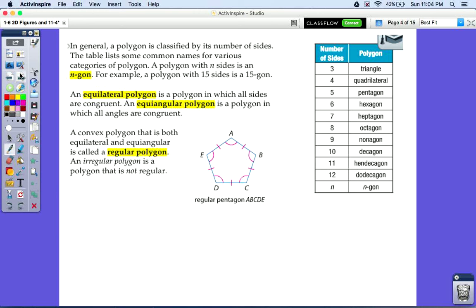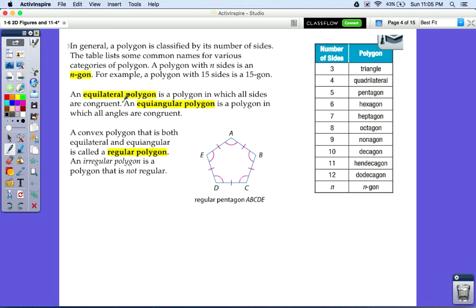In general, a polygon is classified by the number of sides. The table lists some common names for various categories of polygons. A polygon with n sides is called an n-gon. So here are the traditional examples: triangle, quadrilateral, pentagon, hexagon, heptagon, octagon, nonagon, decagon, and dodecagon. Now, an 11-sided figure, I've never actually used this name formally, so that would not be one that I would expect you to know, but I would expect you to know the rest of them. Otherwise, if it has a number of sides, then you just call it that number and then gon. So a 15-sided figure is a 15-gon.